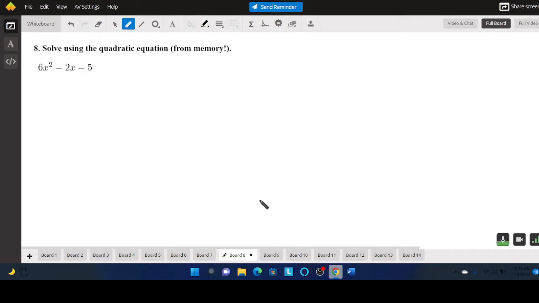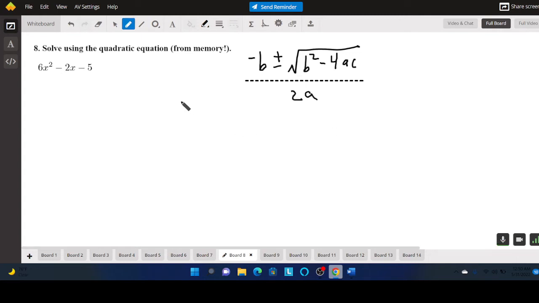Number 8, solve using the quadratic equation. And you should be able to do this from memory. So let's write the quadratic equation: opposite of b plus or minus the square root of b squared minus 4ac, and all of that is divided by 2a. The denominator is 2a in the quadratic formula. And this will give us our x values for our solutions.